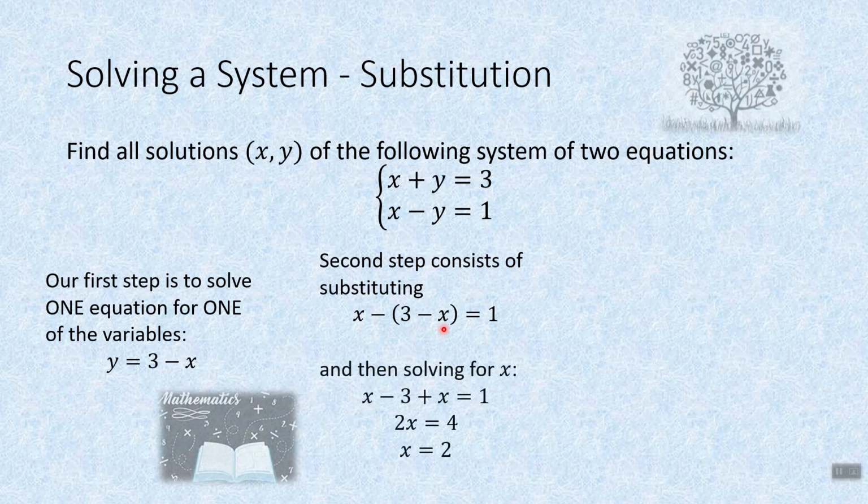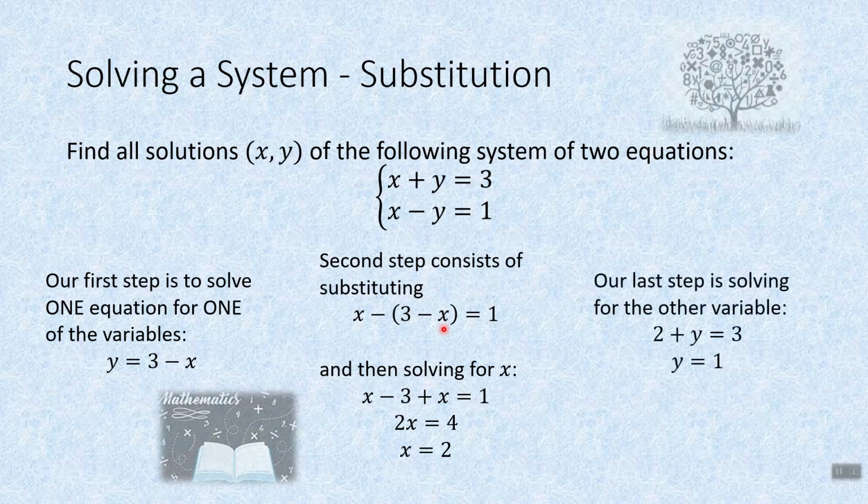Don't forget, that minus sign distributes. That's why we use parentheses. X minus 3 plus x equals 1. That's 2x on the left. If I add 3 to both sides, 1 plus 3 is 4. 2x equals 4, x equals 2.